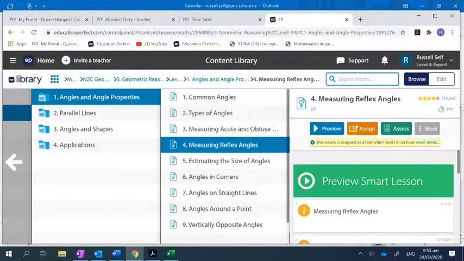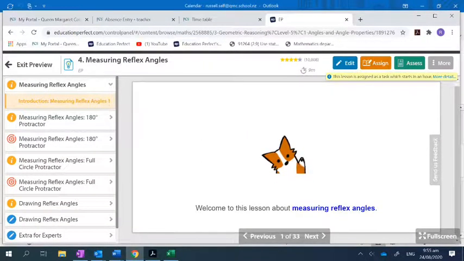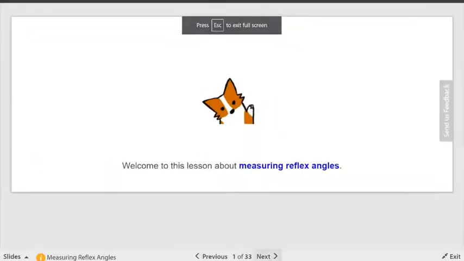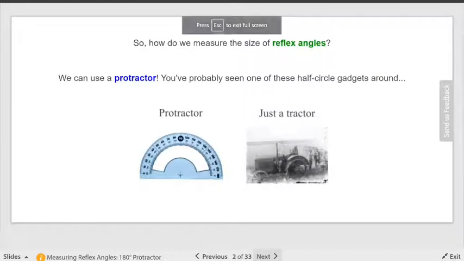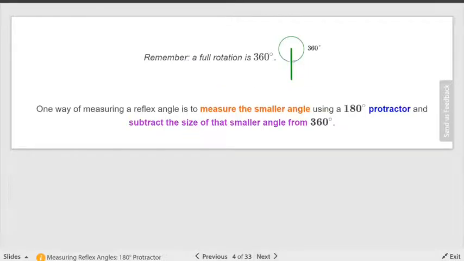Okay, so those reflex angles you can still measure using the same protractor, the half protractor. Okay, all right. But for reflex angles, notice your protractor is not big enough, guys. Your protractor is not big enough to measure around anything bigger than 180 degrees.